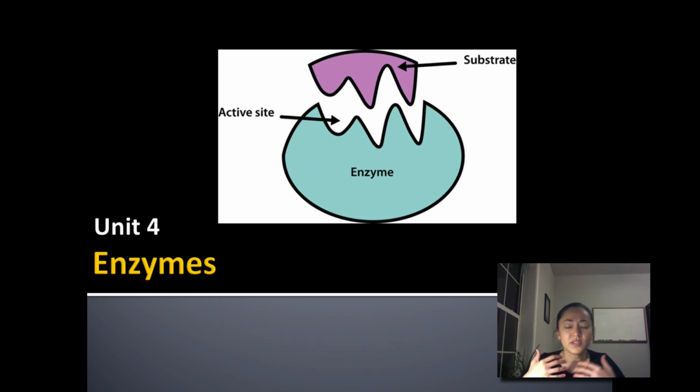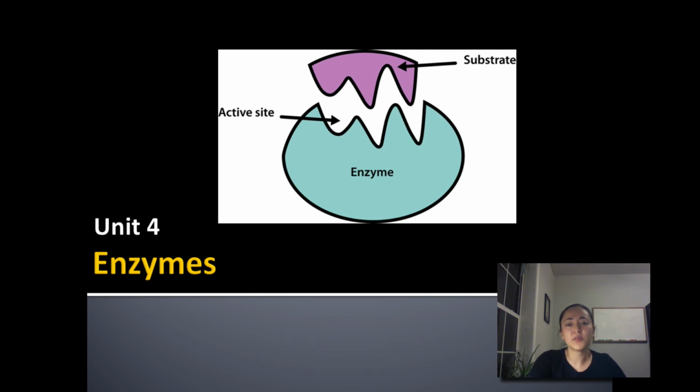Enzymes are simply just types of proteins in your body that help to speed up chemical reactions in your body. If you didn't have these enzymes, well, then your body wouldn't be able to do anything. We need these enzymes to speed up all those chemical reactions happening inside. So the first objective says describe enzyme action in terms of enzyme substrate interactions and activation energy.